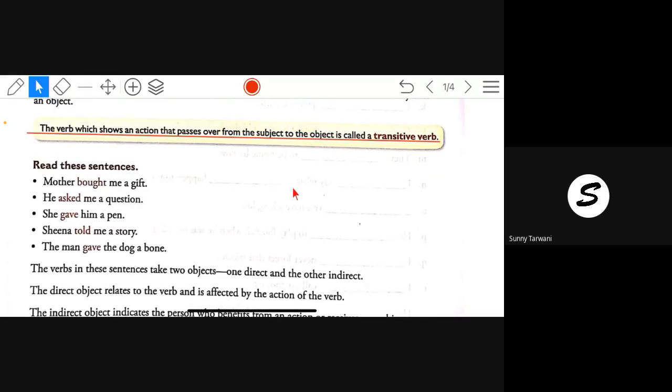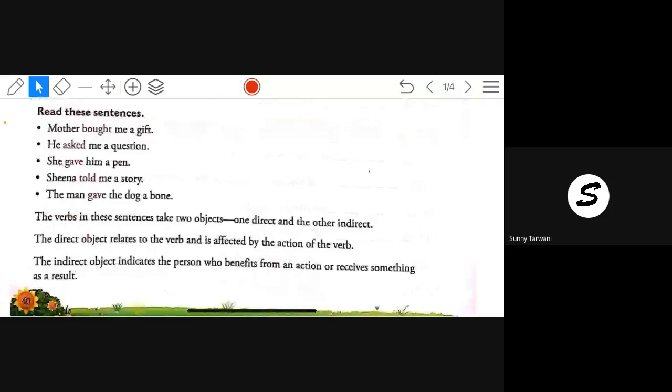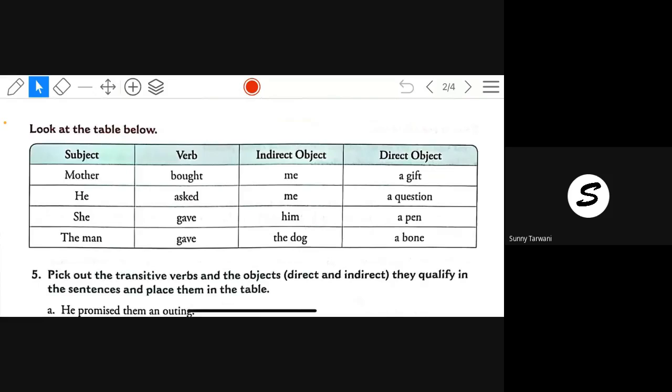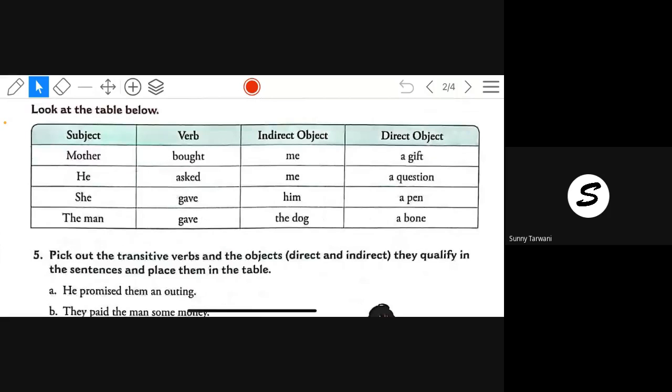Then see, in some sentences there are two objects. Mother bought me a gift. I will show you over here, it is given in tabular form. Mother bought what? A gift. Whom did she buy it for? Me. So that is the indirect object. He asked what? A question. Whom did he ask? Me. So these are the sentences where you get a direct object and an indirect object also.